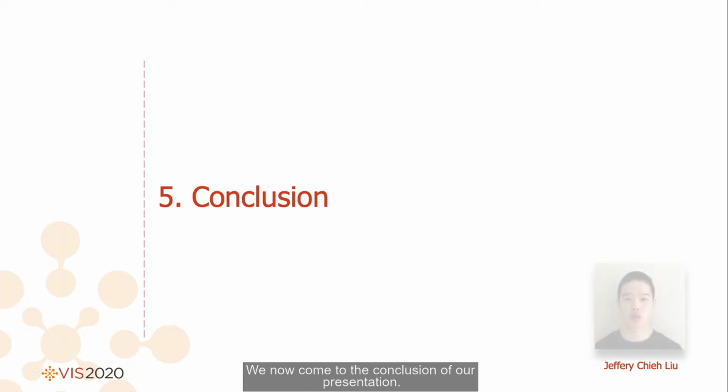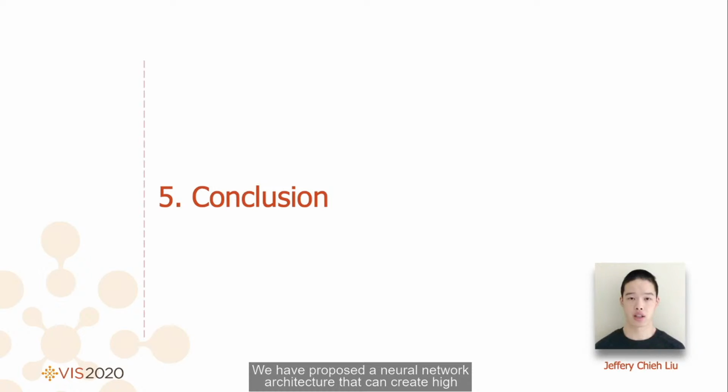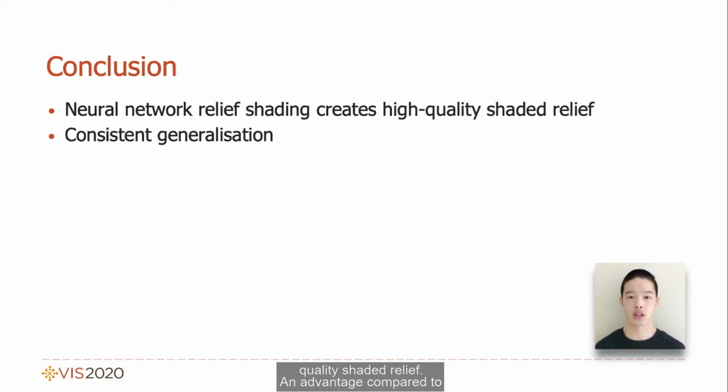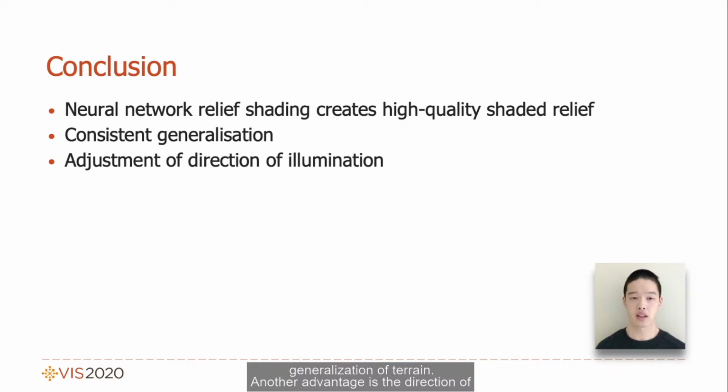We now come to the conclusion of our presentation. We have proposed a neural network architecture that can create high-quality shaded relief. An advantage compared to other digital shading algorithms is the consistent and visually pleasant generalization of terrain. Another advantage is that the direction of illumination is adjusted to highlight important landforms.